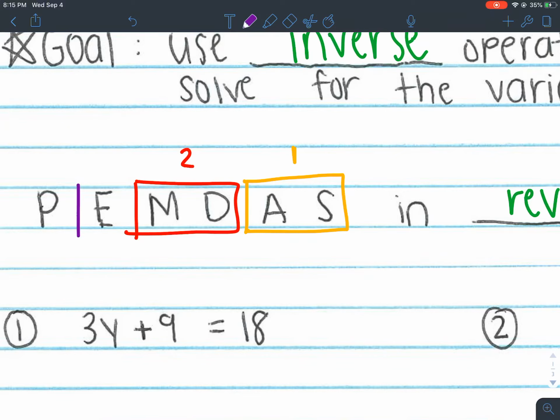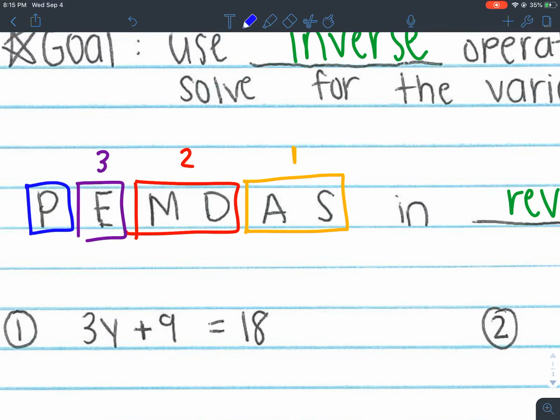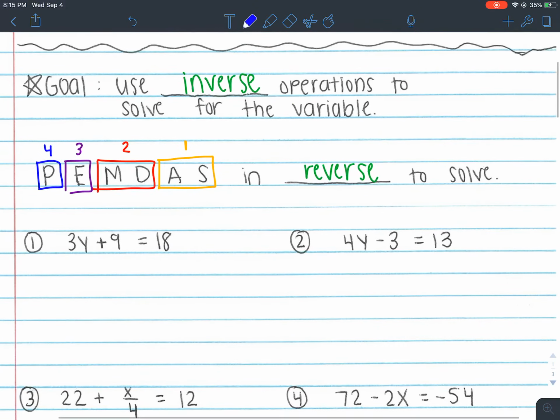The next thing you're going to do is your exponents. We're not going to really have exponents today, but you did have some exponents in solving one-step equations. And then the last thing that you're ever going to do is you're going to do those parentheses. Okay, so you're going to do it in reverse order.